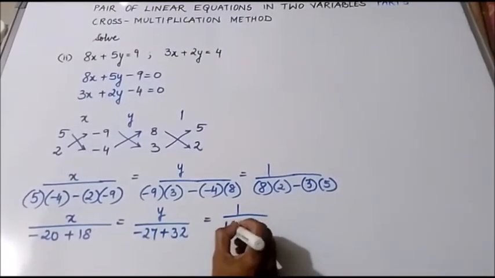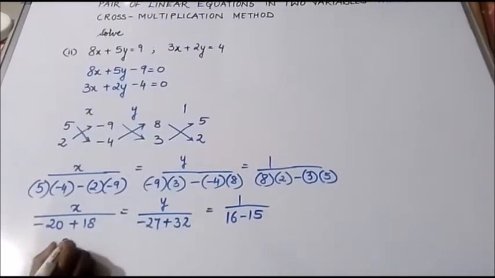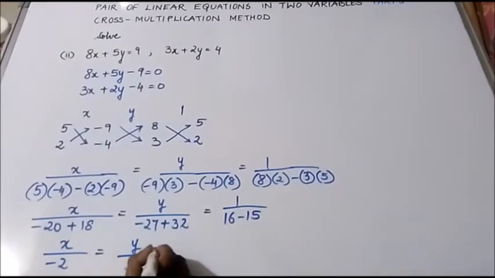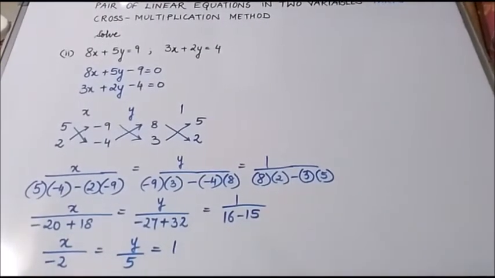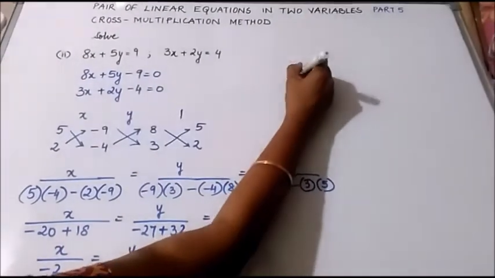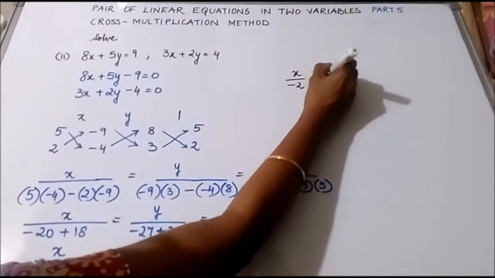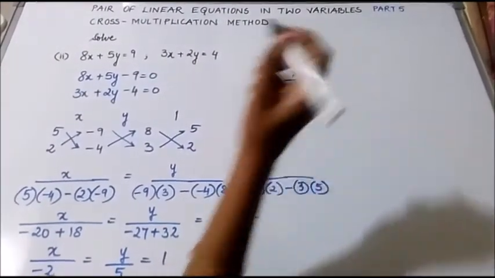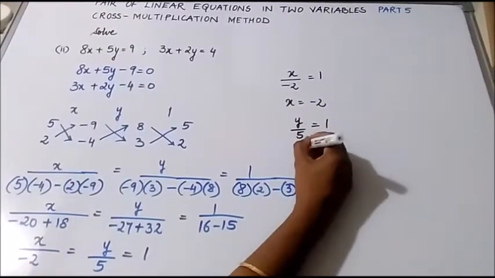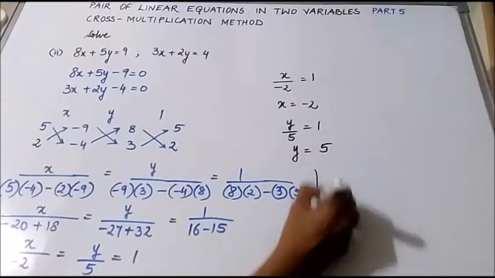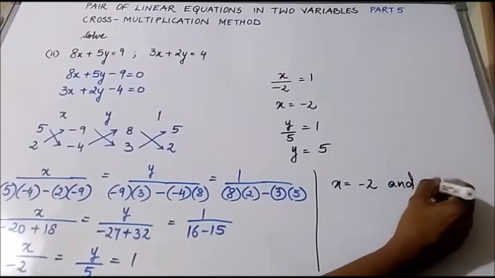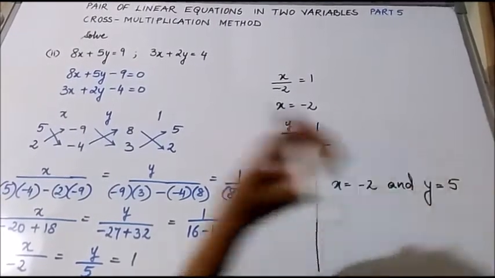1 upon this will come 16 minus 15. This will be x upon minus 2 is equal to y upon 5. So 1 upon 1, that is equal to 1. Let us find the value of x and y. First we write x by minus 2 is equal to 1, that is x equal to minus 2. Next we write y by 5 is equal to 1, y is equal to 5. So what is the solution? X equal to minus 2 and y is equal to 5.